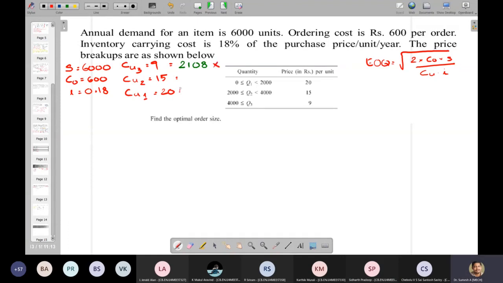Okay. With 15, 1632. Is it in the range? No, 2000 to 4,000, that is also not in the range. Ignore it. Then 20, yes, it is possible. It is true. How much? 1414.